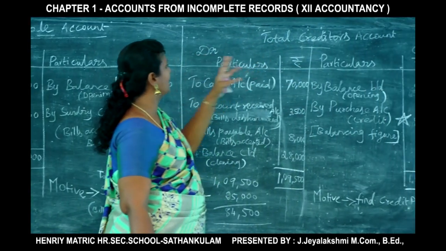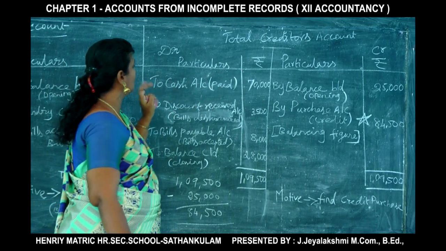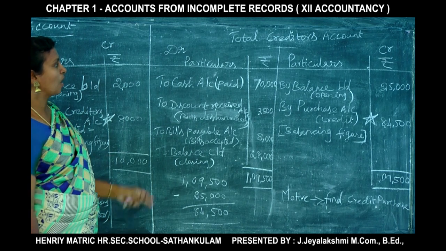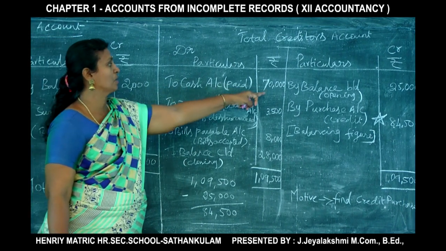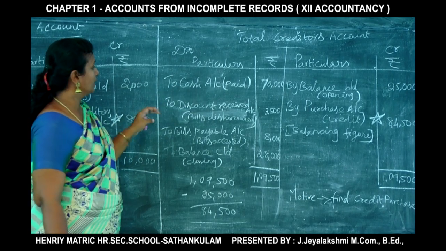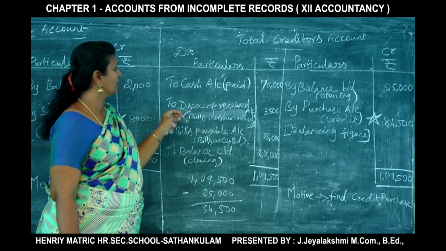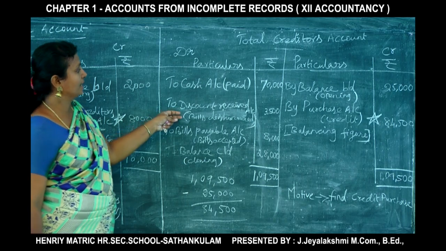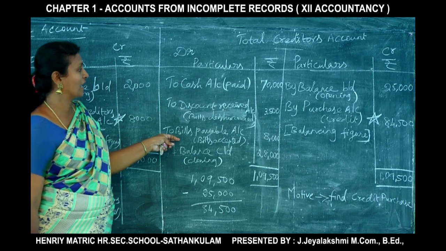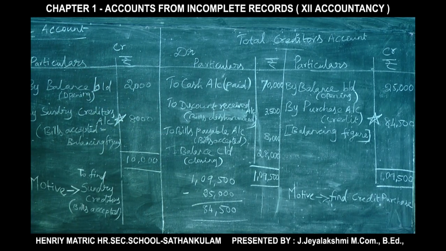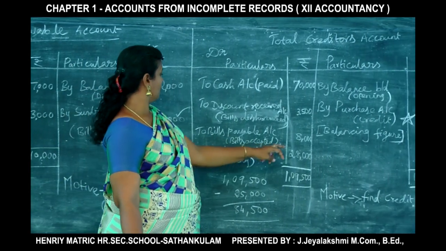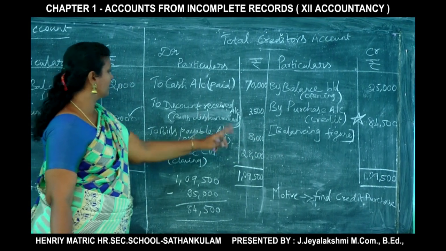So debit, credit as usual, particulars, amount. Here we are going to take to cash account. How much are we paying to the creditors? 70,000 in the form of cash. So we are taking to cash account. Then see, to discount received account, the bills discounted amount we are taking, 3,500. Then the bills payable account, which we have accepted from the bills payable account, this amount we are going to take. So to bills payable account, we are taking 8,000.